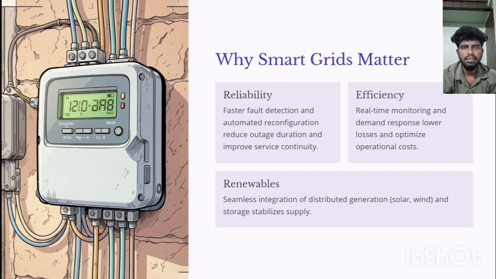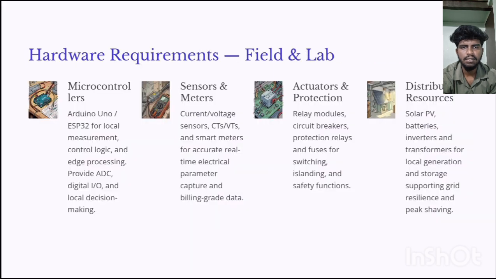The hardware required in the smart grid includes microcontrollers like Arduino or ESP32, current and voltage sensors, smart meters, relay modules, circuit breakers, transformers, batteries and solar panels. These components collect electrical current and voltage data, monitor system performance, and provide protection and control functions.